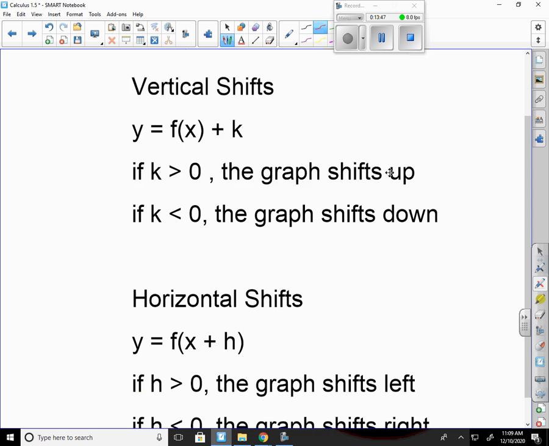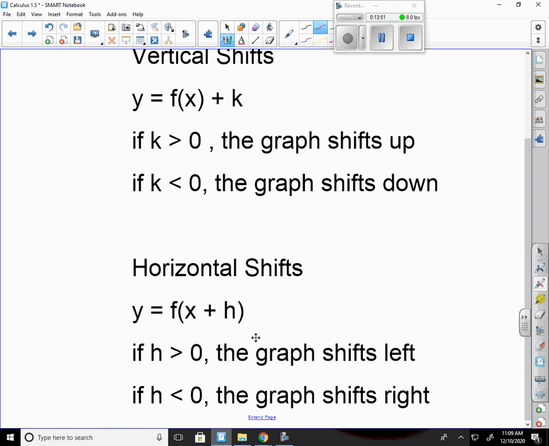For horizontal shifts, it will be inside the parentheses. And I have y equals f of x plus h. And if h is greater than 0, it shifts the graph to the left. If it's less than 0, it shifts it to the right.